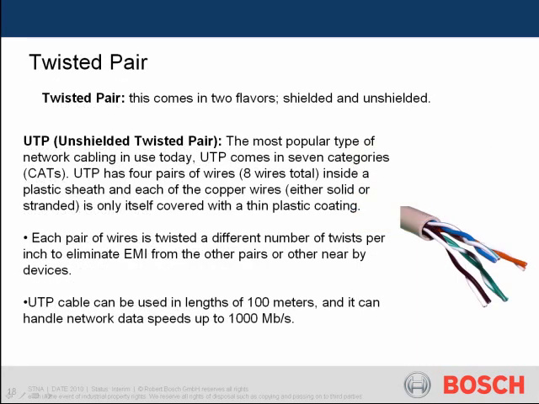Twisted pair, or what we call UTP, unshielded twisted pair, is the most popular type of networking cable today. It has 7 different categories. The most common categories that you'll see today are Cat5, Cat5e, and Cat6. Inside its plastic sheath, UTP has 4 pairs of wires, 8 total. Each is twisted a different number of twists per inch to eliminate EMI, or electromagnetic interference. Twisted pair has a max run length of 100 meters, and depending on the category you have installed, can transmit up to 1,000 megabits per second, or 1 gig.